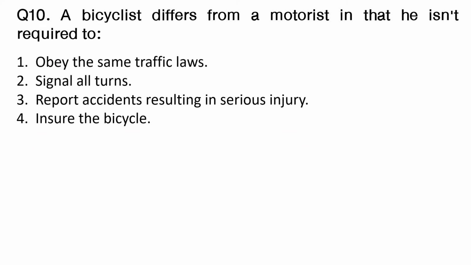Question: a bicyclist differs from a motorist in that he isn't required to option number 1. Obey the same traffic laws. Option number 2. Signal all turns. Option number 3. Report accidents resulting in serious injury. Option number 4. Insure the bicycle.